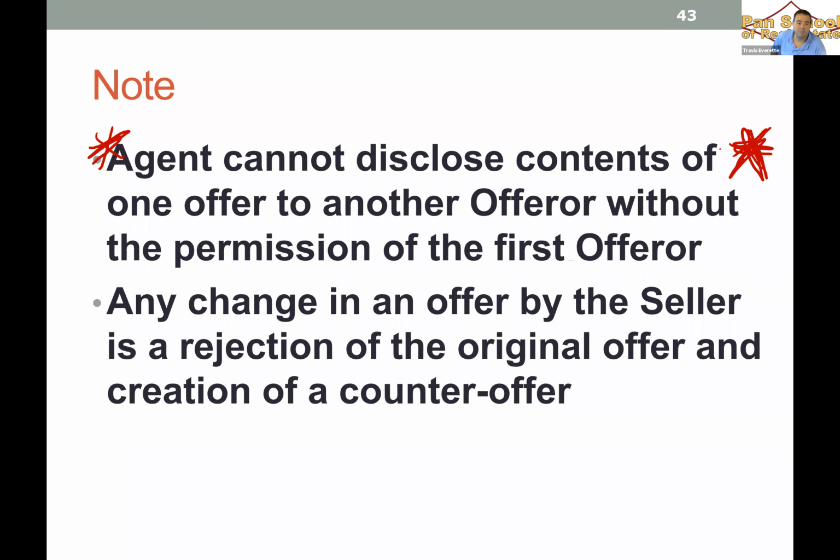We are not eBay. We are not allowed to disclose what the current high bid on a property is. We're not allowed to tell one buyer what another buyer has offered. Does that make sense for everybody?